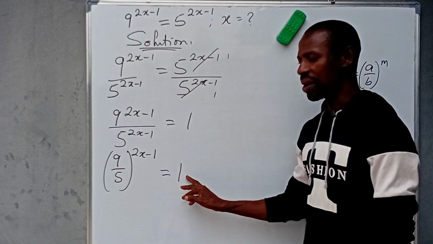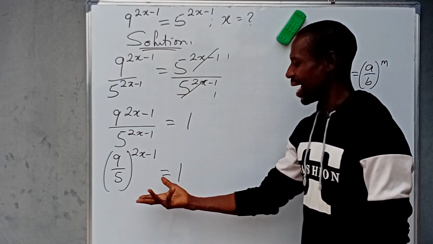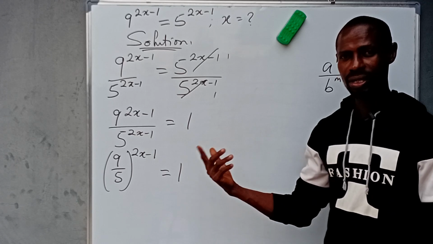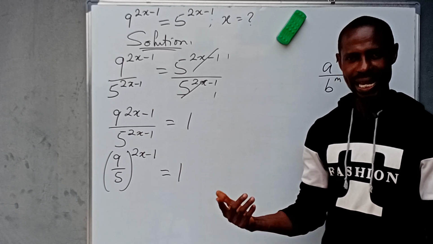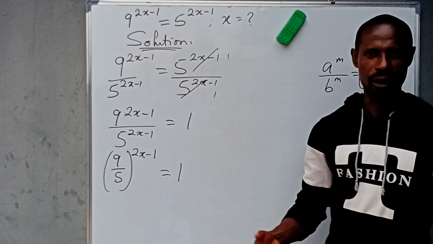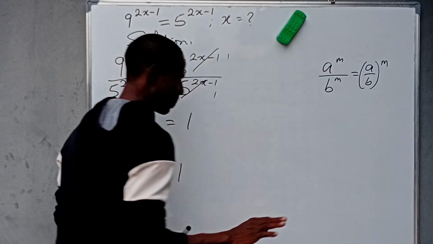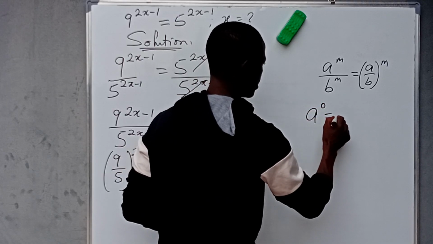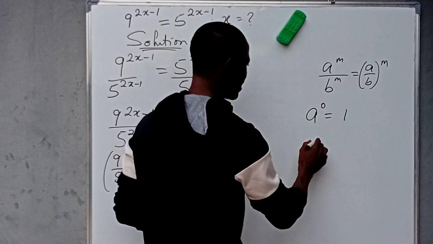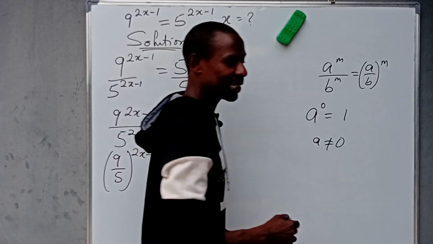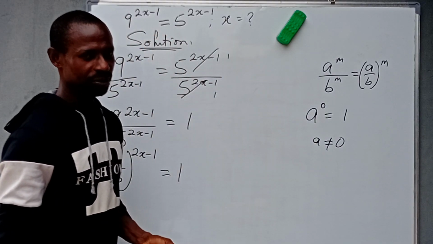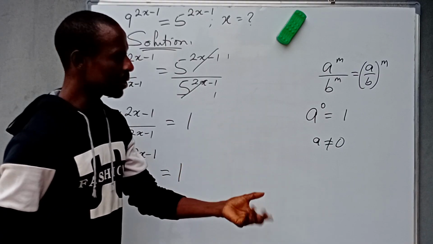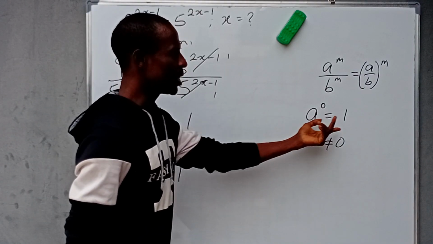Again, because I'm having 1 here, I can apply the law of indices which says that a to the power of 0 equals 1, provided a is not 0 or an imaginary number. So I'm going to apply that law: a to the power of 0 is equal to 1, provided a is not equal to 0 or an imaginary number. So long as a is not an imaginary number and it's not 0, this rule holds.